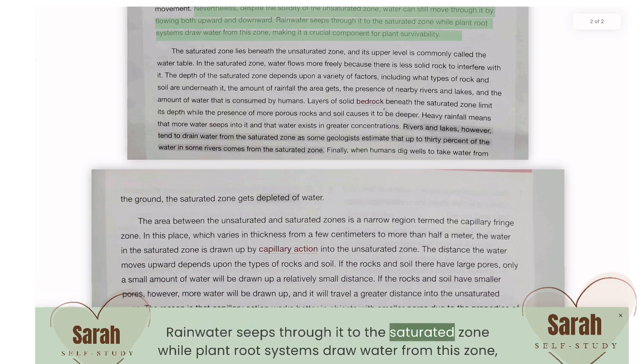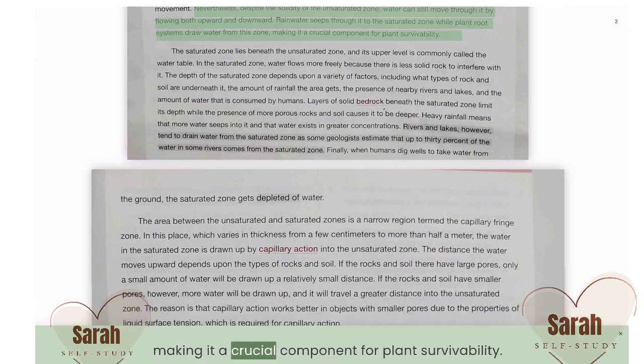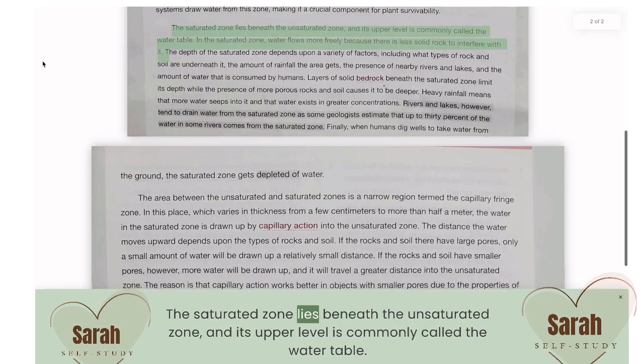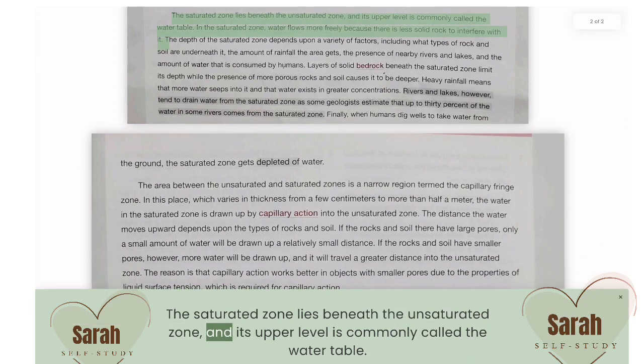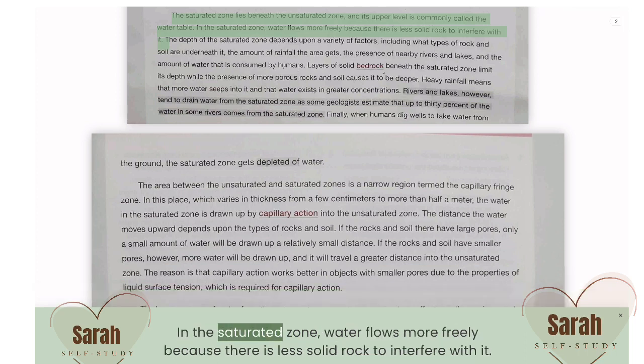Rainwater seeps through it to the saturated zone while plant root systems draw water from this zone, making it a crucial component for plant survivability. The saturated zone lies beneath the unsaturated zone, and its upper level is commonly called the water table. In the saturated zone, water flows more freely because there is less solid rock to interfere with it.